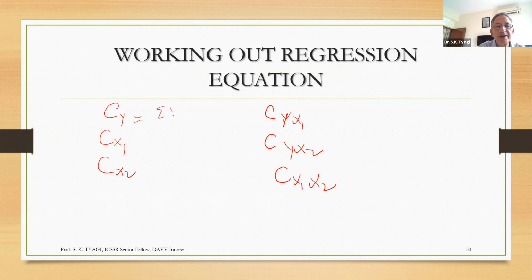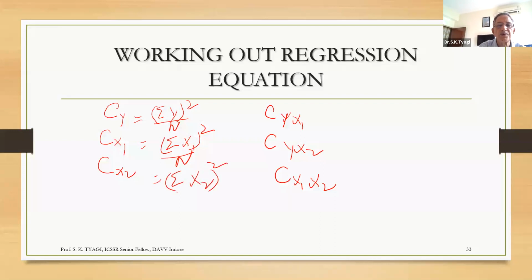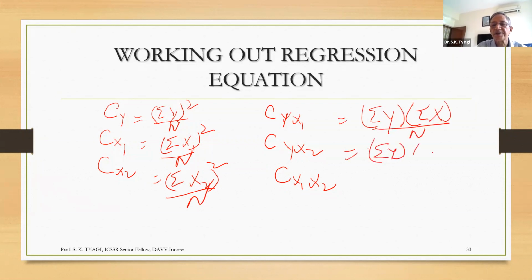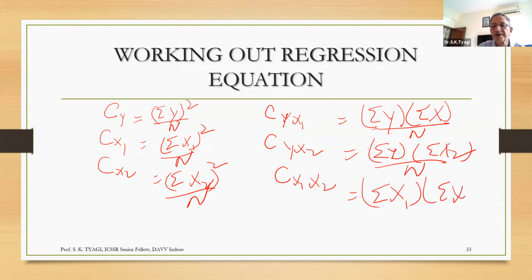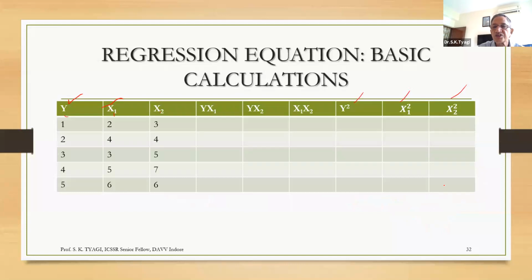Cy is sum of y whole square upon n, sum of x1 whole square upon n, sum of x2 whole square upon n, sum of y into sum of x1 divided by n, sum of y into sum of x2 divided by n, sum of x1 into sum of x2 divided by n. So we get these correction terms. So we know the correction term and we know their squares.